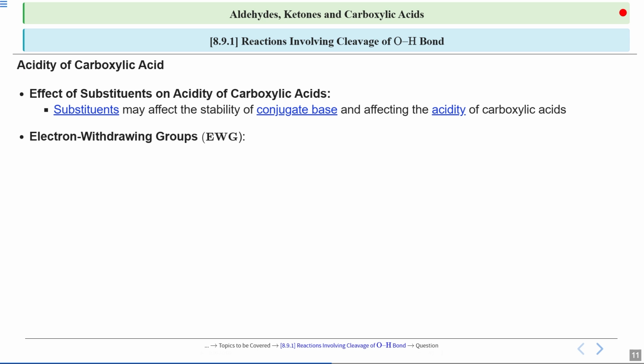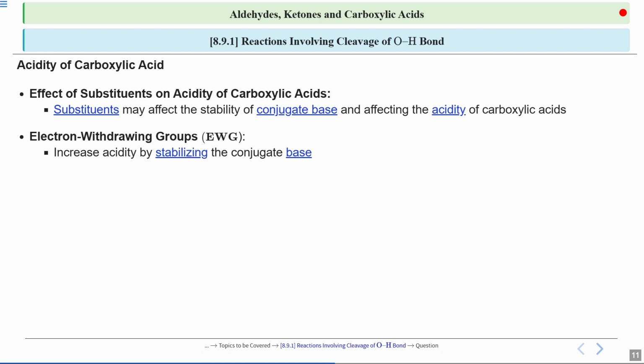Now, if I talk about electron withdrawing groups, which is abbreviated as EWG, these groups can increase the acidity of carboxylic acid by stabilizing the conjugate base. So it makes it easier for the acid to donate a proton. These groups help stabilize the conjugate base by delocalizing the negative charge.